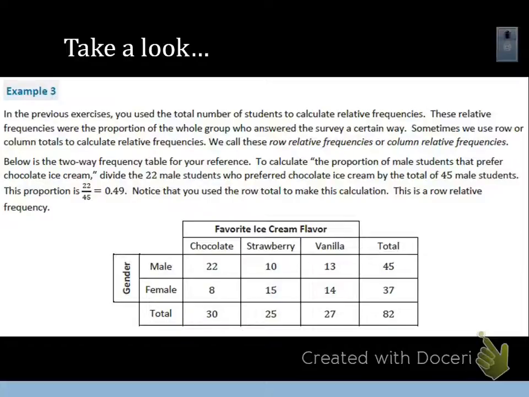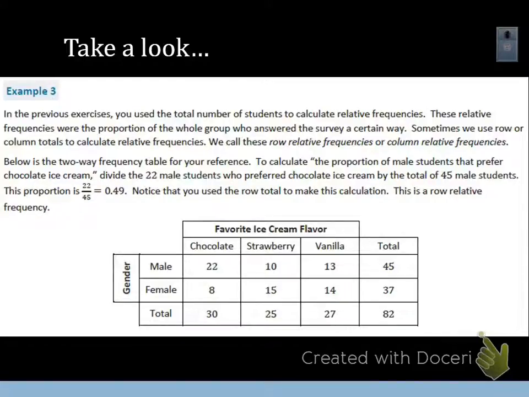To calculate the proportion of male students that prefer chocolate ice cream, you take the 22 that lines up with the chocolate and the male, and then divide that by the 45 total male students, not the 82 total overall, but the 45 male students. So that is 22 over 45, which is 0.49. Notice that you used the row total to make this calculation. So this is a row relative frequency. We didn't use the total, we used the row total.